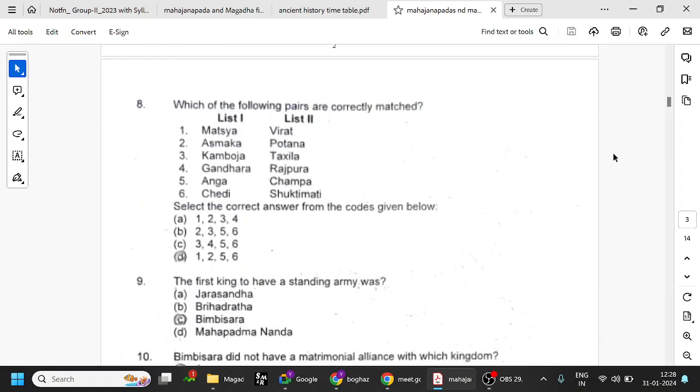So which of the following pairs are correctly matched? We have seen this multiple times, so it should be easy. Anga is Champa, we have seen. Kamboja is Taxila? Actually, Gandhara is Taxila, so this is wrong. Asmaka, Matsya. Which of the following are correctly matched? Matsya, Virat. Try to remember that. Asmaka, Potana. And Anga, Champa. Chedi is Shuktimati.